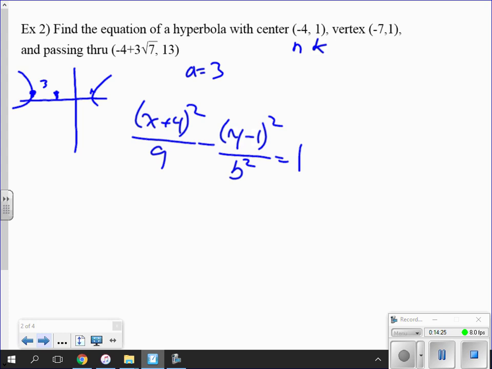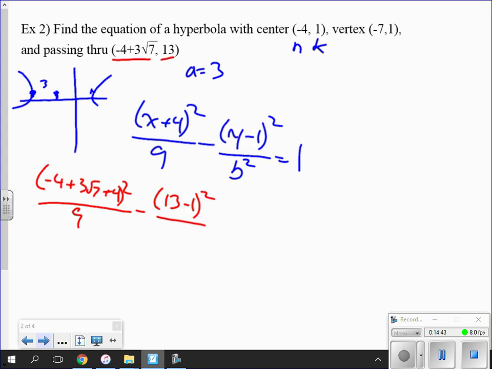So my X is negative 4 plus 3 root 7. So I plug that into there. Negative 4 plus 3 root 7 plus 4 squared all over 9 minus y is 13, 13 minus 1 squared all over b squared is equal to 1. Okay, negative 4 plus 4 gives me 0, right? So I have 3 root 7 squared. I squared that. 9 times 7 is 63, right? Yeah.